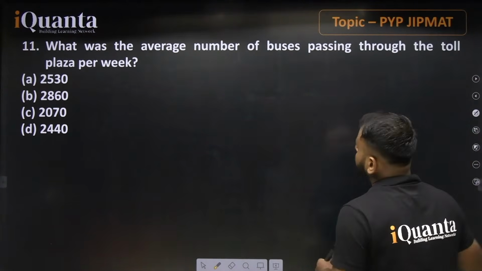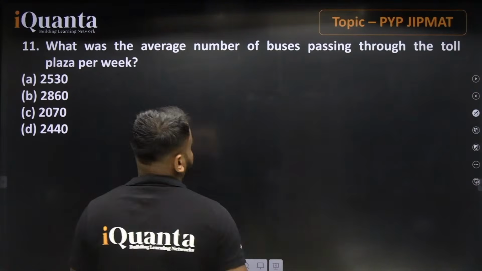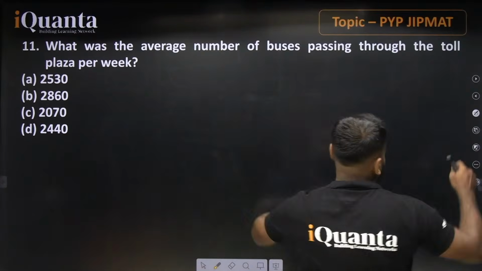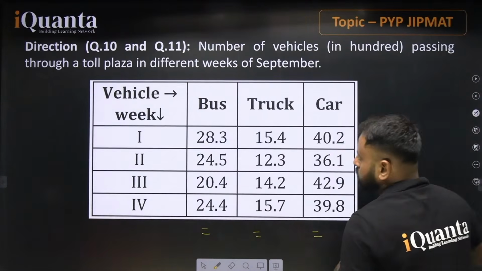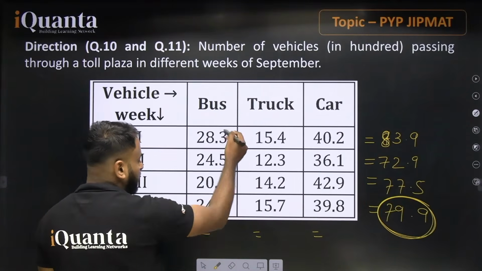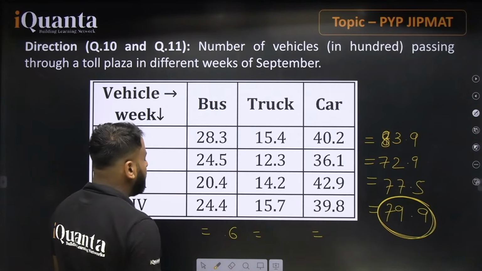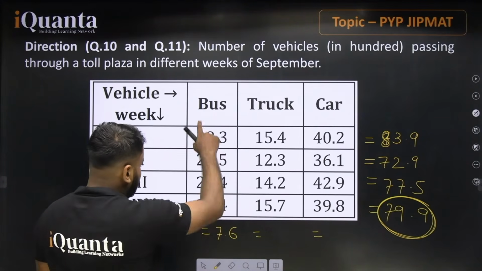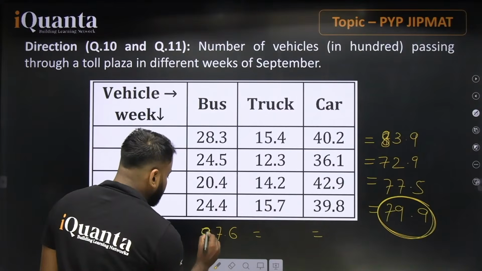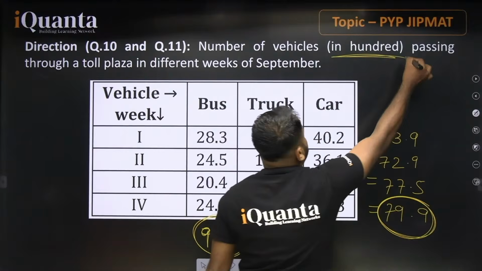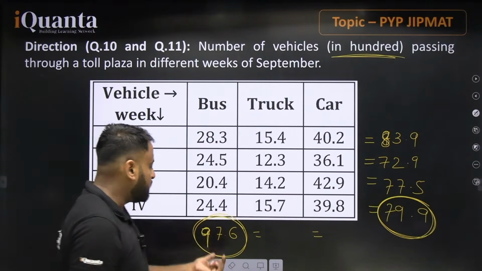Now let's talk about this portion. What was the average number of buses passing through the toll plaza per week? So total average number, right? Talking about buses, this is the value of bus. So here we have 4 and 4, 8, 5, 13, 3, 16 decimal, and again 8, 4, 12, 12, 4, 16, 117, 1 remains. So we have 976, right? 9760, because the value is in 100. So you just have to multiply this by 100, 9760.